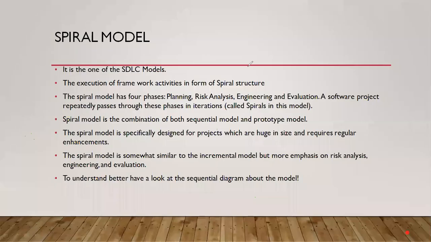Now we are going to discuss the second evolutionary model, that is the spiral process model. What is the spiral process model? What are the advantages and disadvantages of the spiral process model? And when are we going to use this kind of process model? So these are the topics which we will discuss in this spiral model. Clear?